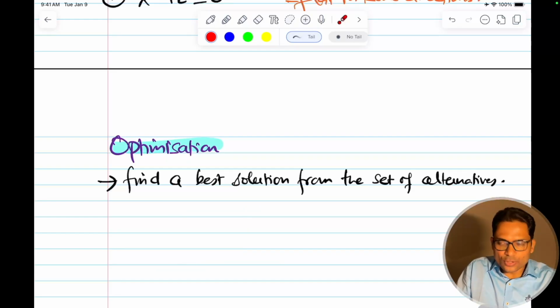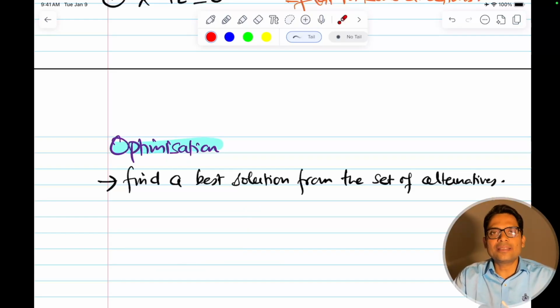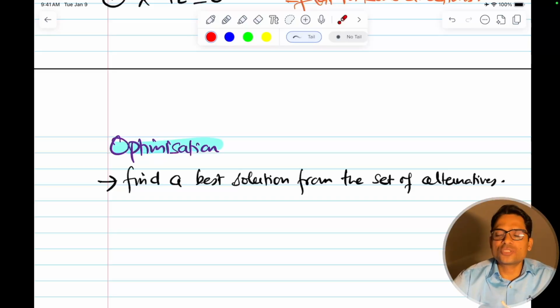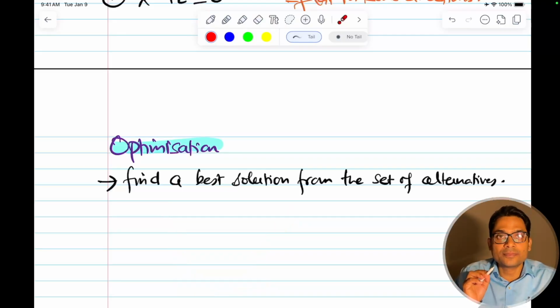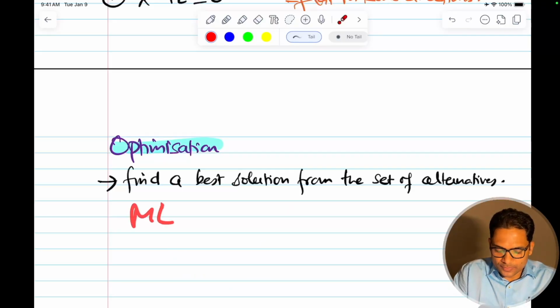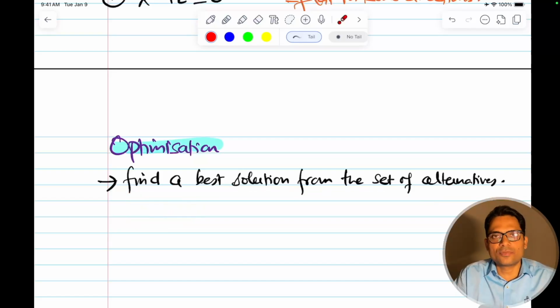Okay. So that's what optimization does. Where we have the loss, which is mostly a minima problem. You want to find the optimum parameters such that this loss is minimized for the machine learning model. That's what you want: find the best solution from the set of alternatives.